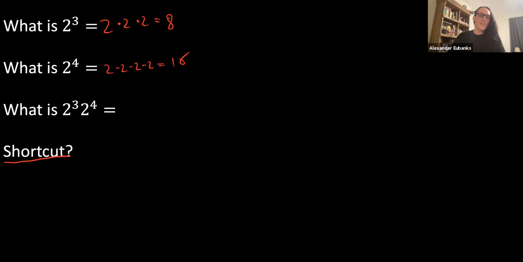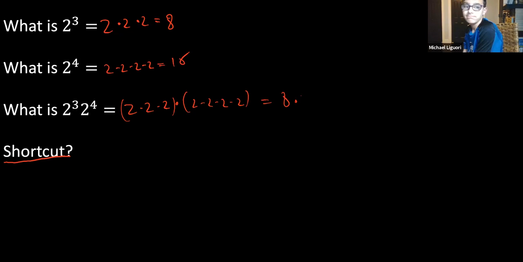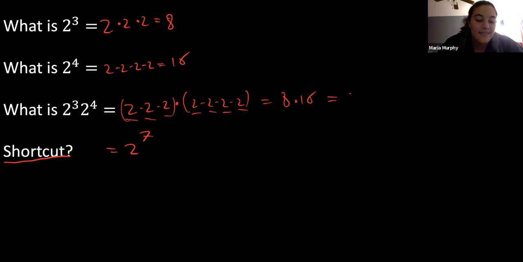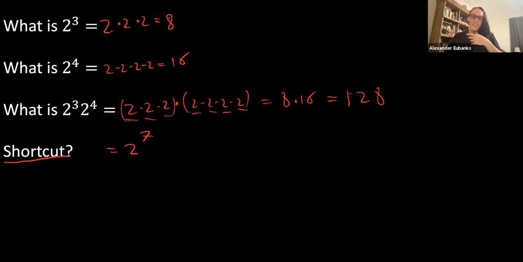So what this explicitly would be is 2 by 2 by 2, right? And then 2 by 2 by 2 by 2, right? Which would be 8 times 16, which would be, Maria, you tell me in a second. I'll write it down. And so the shortcut, if you count the number of 2's here, there's 7 of them, right? So the shortcut is that this is equal to 2 to the 7th. So 128. 128, thank you. Oh, I used to be a computer science major. That's embarrassing.